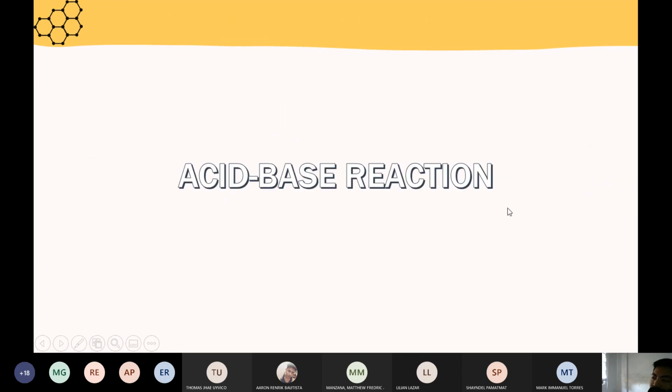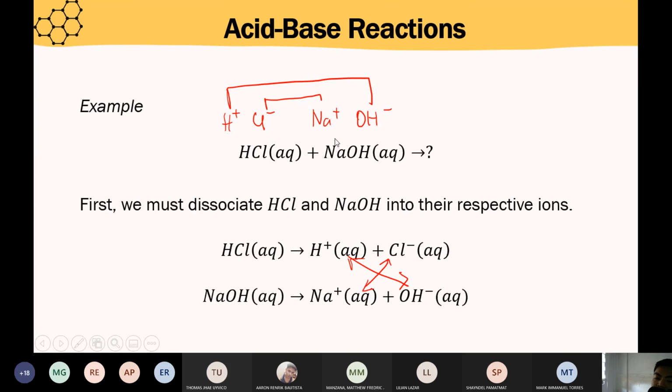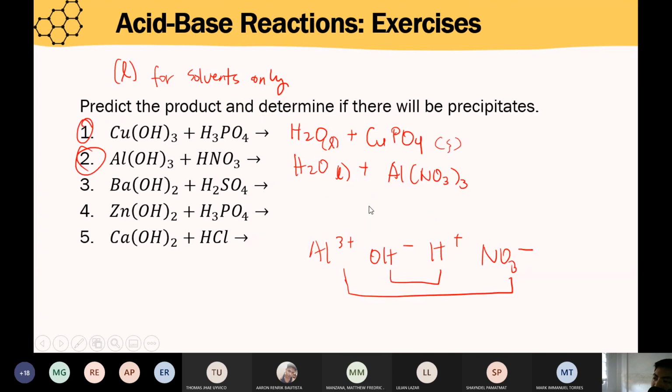And then for the acid-base reaction, basically that's the reaction between H plus and OH. H plus is the cation of the acid. Bases have an ion OH. They can combine to form water and salt. Pag sinabing salt, yun yung natira na ions sa acid and base. So basically, this is another double displacement reaction. You just swap the partners and then you form water. And sometimes you can form precipitates. Pwede mag-form ng precipitate, pero hindi naman necessary.